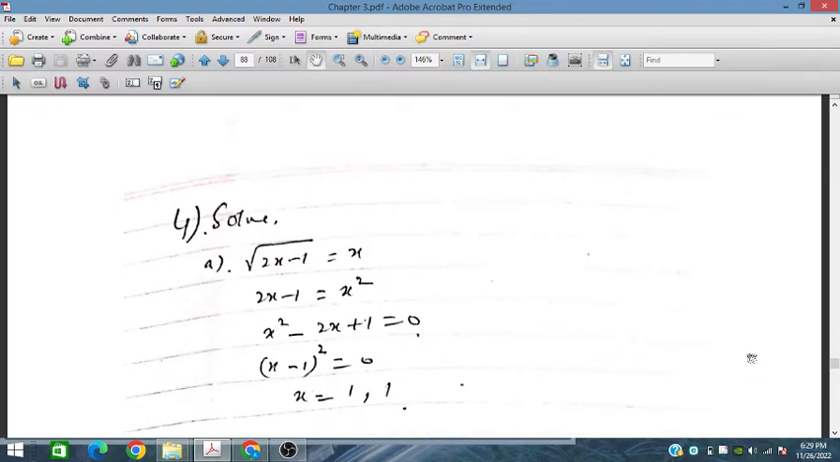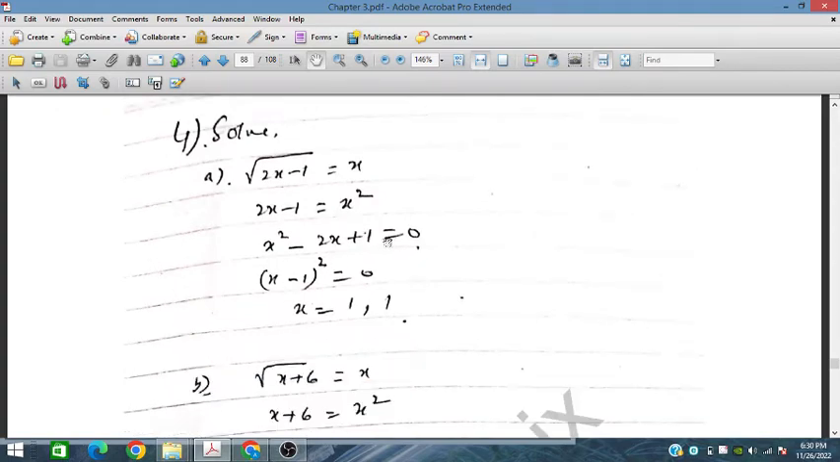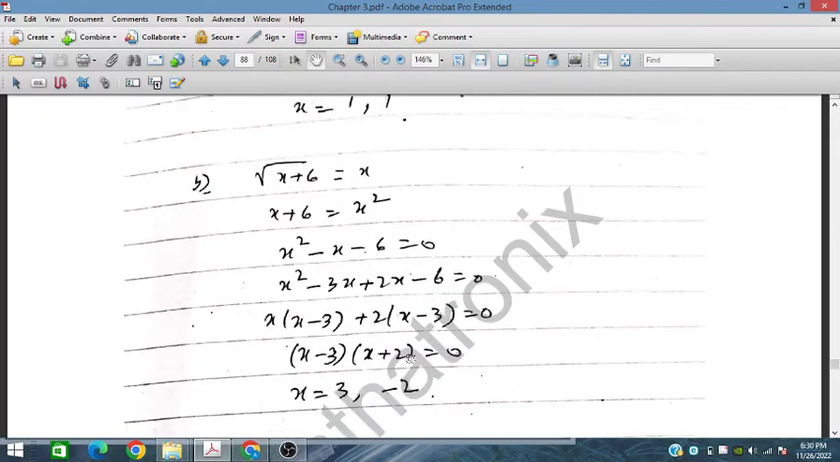Now solve for this one, 2x minus 1. Taking square on both sides, we have obtained x square minus 2x plus 1 is equal to this, x minus 1 whole square is equal to 1, so x is 1. If we place 1 here, this becomes 1 and 1, so it is satisfying.